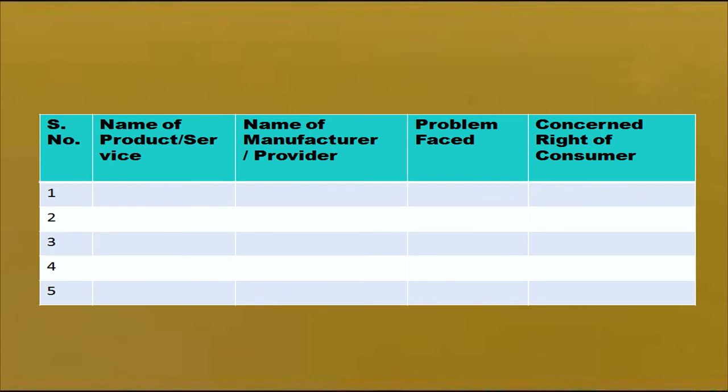Right to safety: if any pressure cooker that you have bought is not up to the standard, and if you have faced any injury, you can write like that: right to safety. Then right to be informed: if in any packed item the quantity of the material or the ingredients are not properly stated on the cover, then right to be informed is the right concerned in that particular problem.